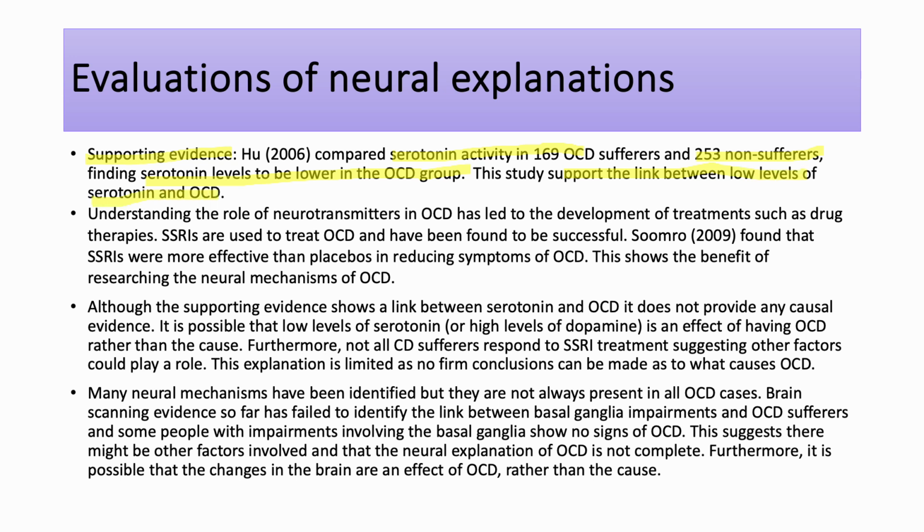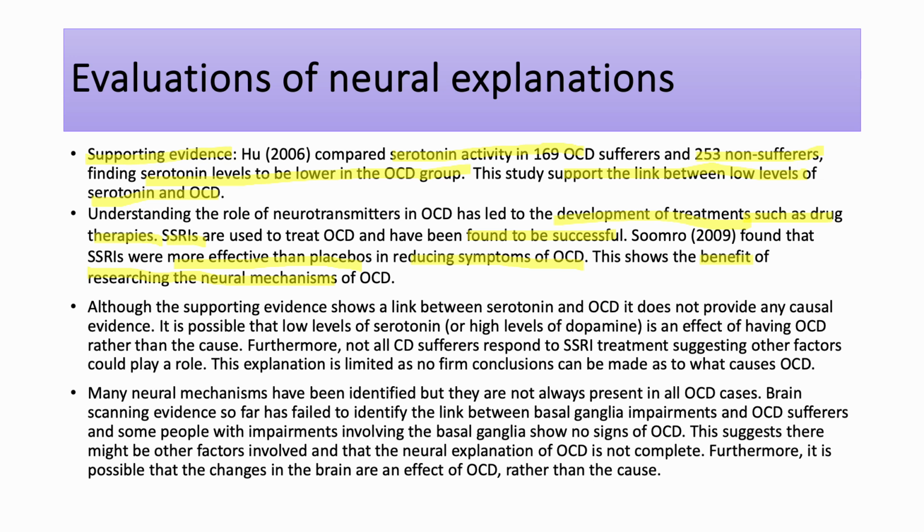The next really good strength is that it's led to the development of treatments. It's led to drug therapy, which is the next thing we are about to look at in this video after the evaluation. So SSRIs are used to treat OCD and have been found to be successful. Sumro in 2009 found SSRIs were more effective than placebos, so a fake drug, a sugar pill, in reducing symptoms of OCD, which shows the benefit of this research. It's really important we understand the neural mechanisms because we've been able to create drug therapies and to improve people's quality of life.